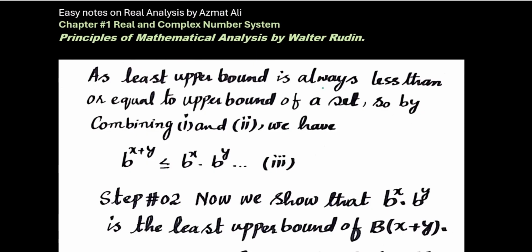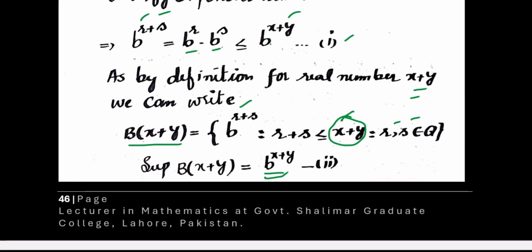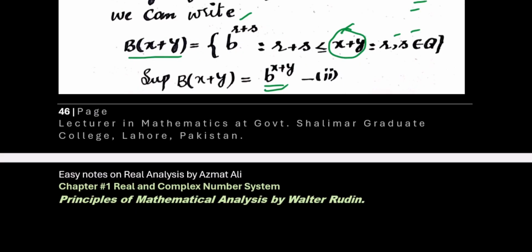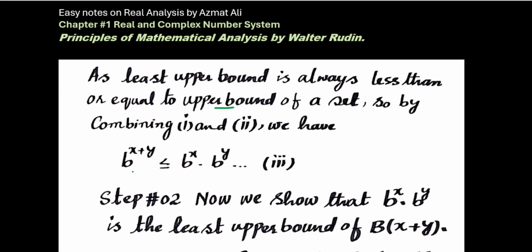As the least upper bound is always less than or equal to any upper bound of the set, combining 1 and 2 we have, what is 1? My 1 is b raised to power r plus s is less than or equal to b raised to x plus y, and this is my 2, which is the supremum. Supremum means least upper bound. So the least upper bound, b raised to power x plus y, should be less than or equal to this number, b raised to power x into b raised to power y. That I have to prove. This is my upper bound.